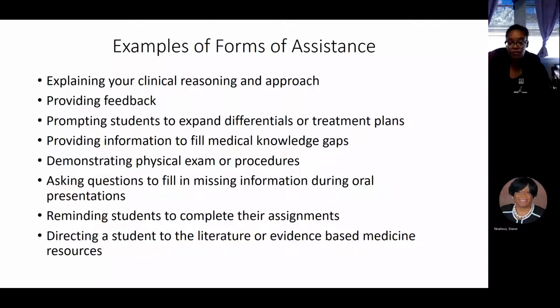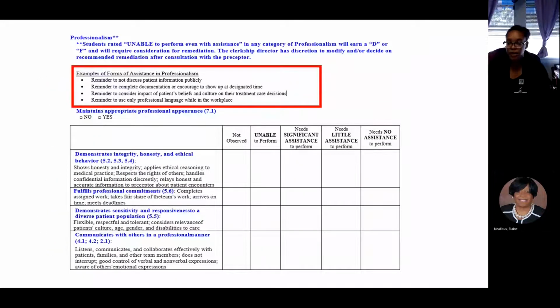Asking them questions to fill in missing information during an oral presentation, or directing students to the literature or to evidence-based medicine so that they can learn about their patients. There are examples that are specific to each competency domain on our assessment instrument.